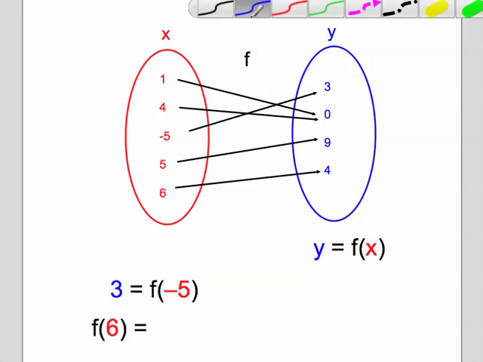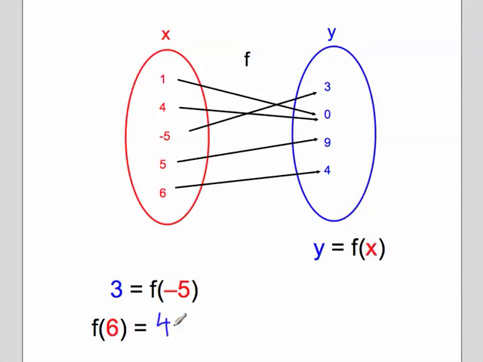Now, this down here asks us, what's f of 6? That means, what's the output of the function f when we feed it an input of 6? So here, if we feed the function f an input of 6, follow it along, you get an output of 4. So f of 6 is equal to 4.